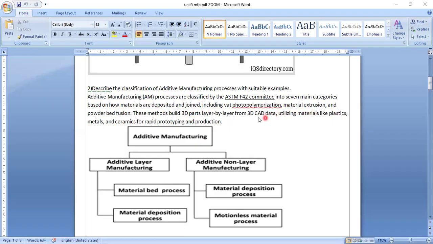Some types you can take: vat photopolymerization, where, as the name says, photo, it uses light to carry out the process. Material extrusion, which is an extrusion process added by 3D printing, and powder bed fusion methods, where fusion means a melting process. These methods build 3D parts layer by layer from 3D CAD. The materials used here are plastics, metals, ceramics, etc., but the three main ones are plastics, metals, and ceramics.